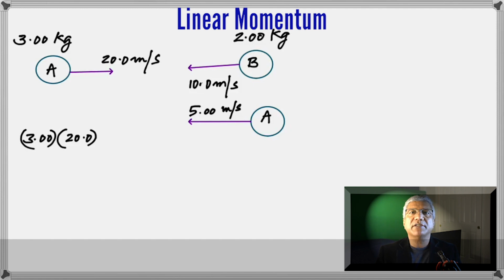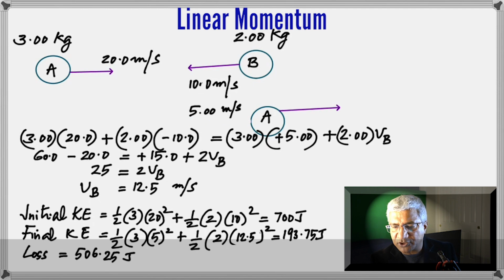So what's important here is to take note of the directions. Going to the right is positive, coming left is negative. So that's what you have to be careful about. So when you apply the conservation of momentum, you see m1v1, 20 is positive, plus, I changed that, that's why you have this as positive 5 now, and then you have 2vb.